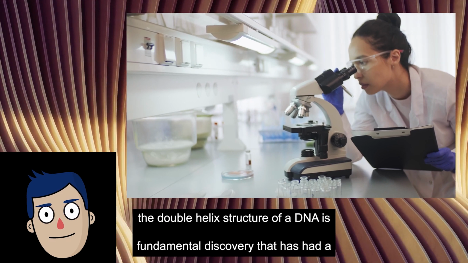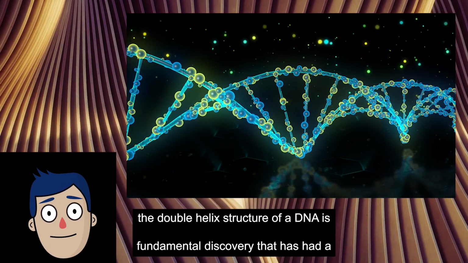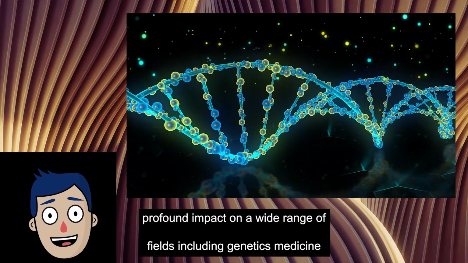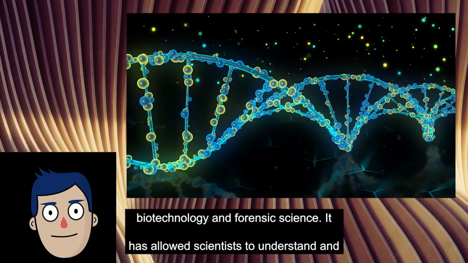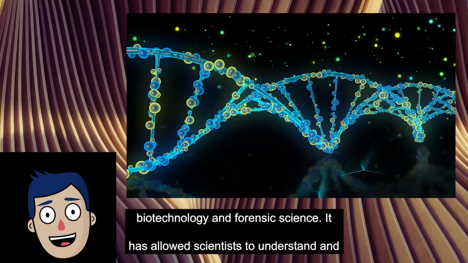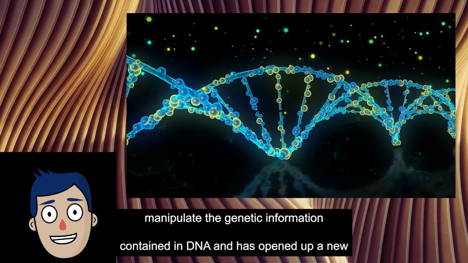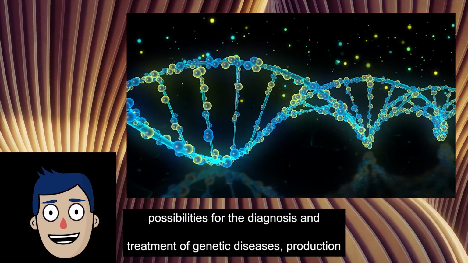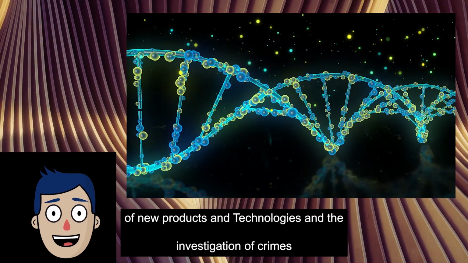In conclusion, the double helix structure of DNA is a fundamental discovery that has had a profound impact on a wide range of fields, including genetics, medicine, biotechnology, and forensic science. It has allowed scientists to understand and manipulate the genetic information contained in DNA, and has opened up new possibilities for the diagnosis and treatment of genetic diseases, production of new products and technologies, and the investigation of crimes.